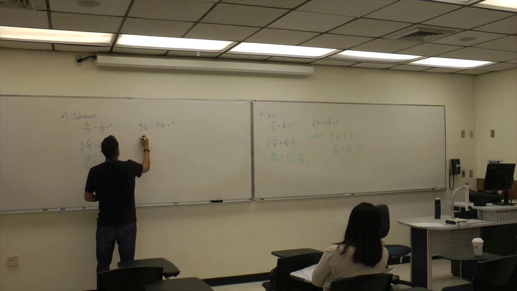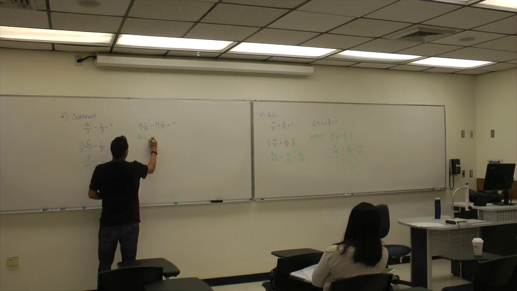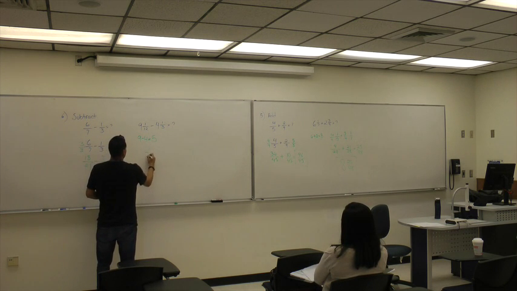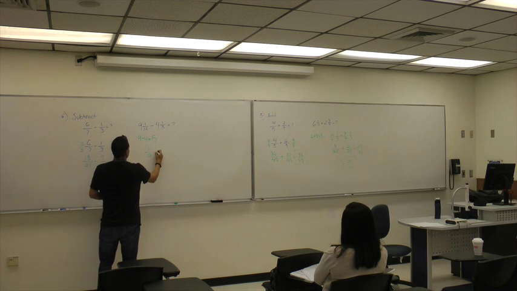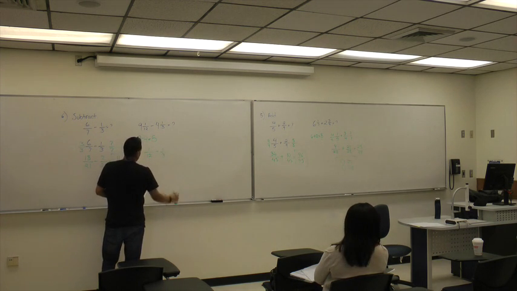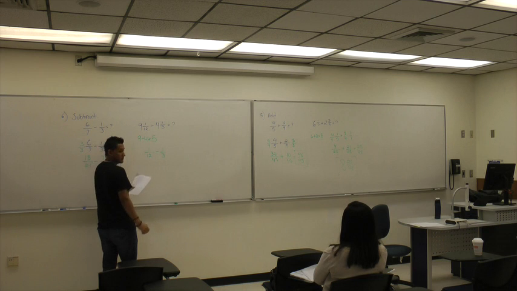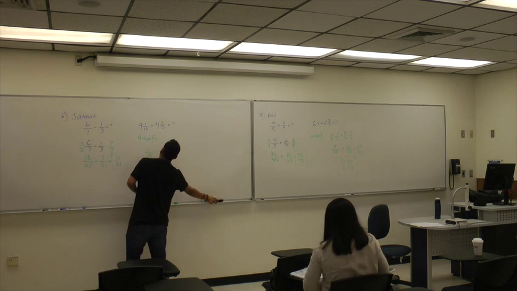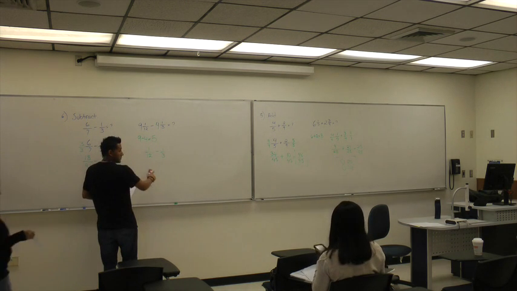9 minus 4 would just be 5, right? That would be for the whole number. And then we have 1 over 12 minus 1 over 3, right? Don't we do the borrowing first? Yeah, you want to do borrowing first, because that's the way I would do it.